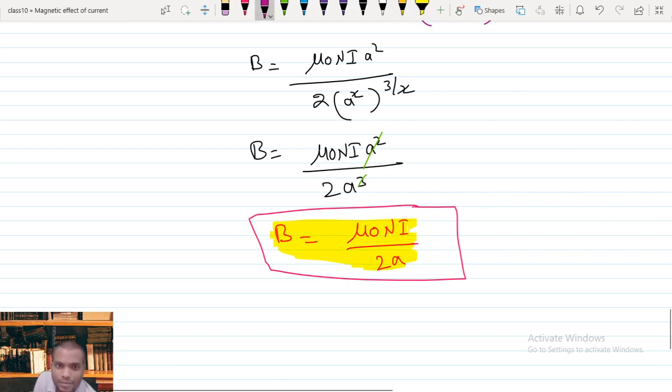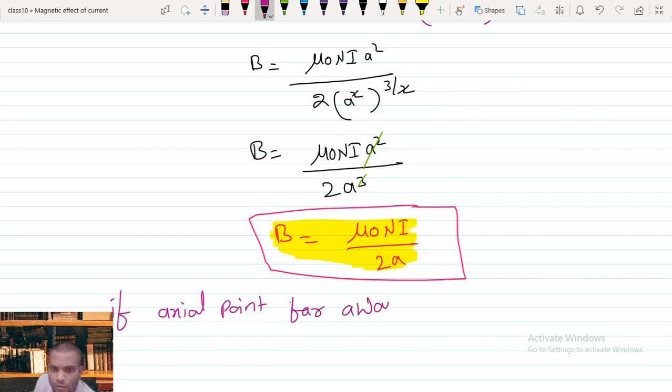And take one more case. Suppose the axial point R is far away from the coil, far away from the coil.